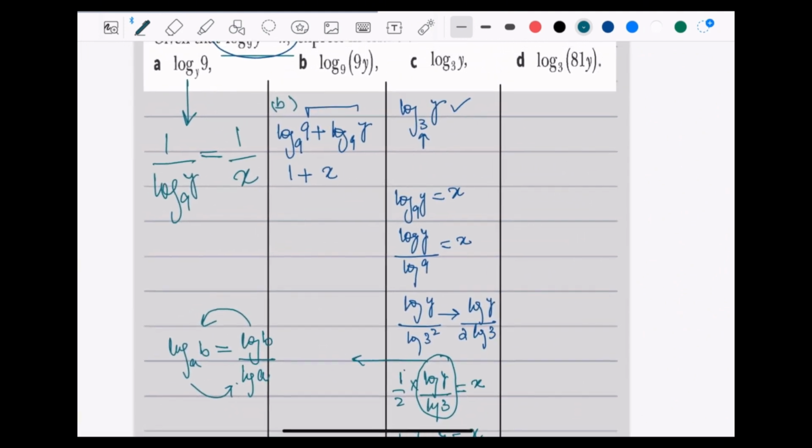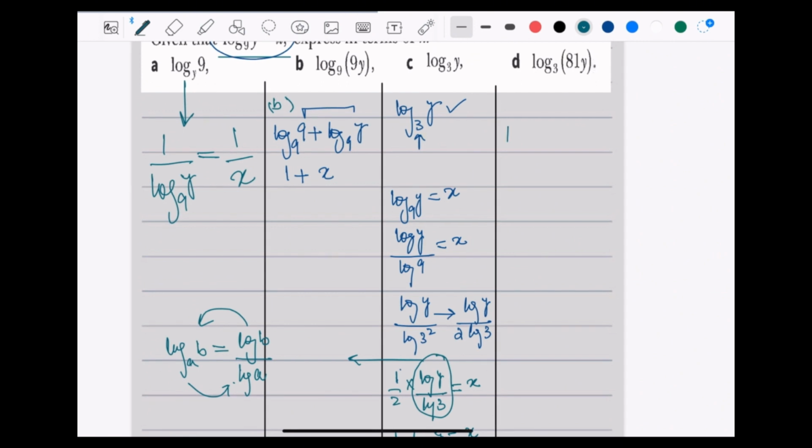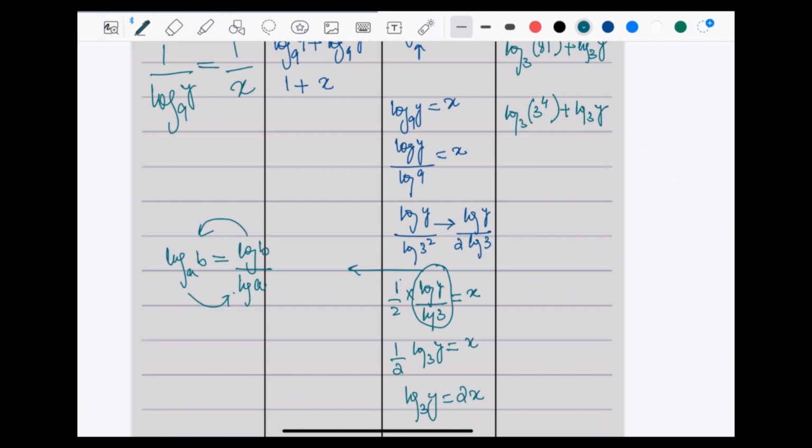The same way, let's look at this example. Log 3 of 81 plus log 3 of y. I can write this as log 3 of 3 to the power of 4 plus log 3 of y. We already saw log 3 of y, which is 2x. So 4 times log 3 of 3, this power multiplies, plus log 3 of y is already 2x. So it's going to be 4 plus 2x.